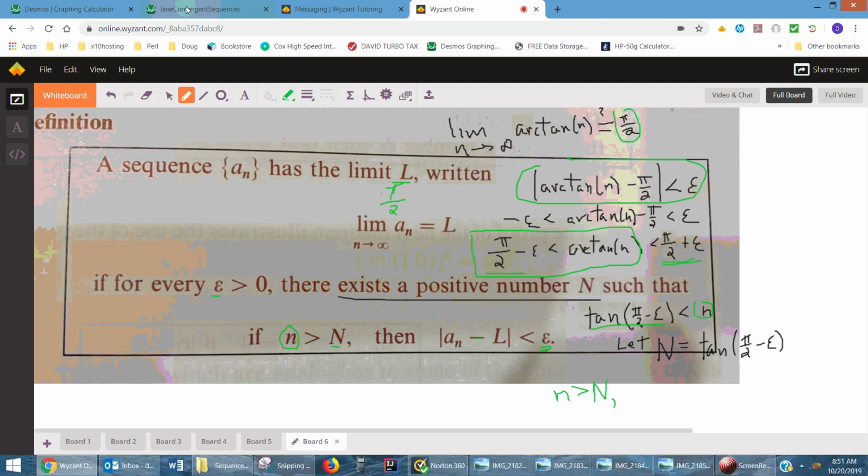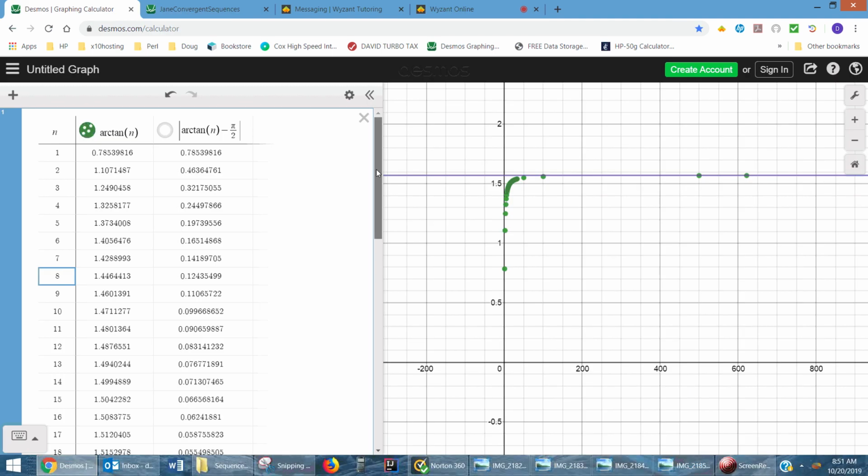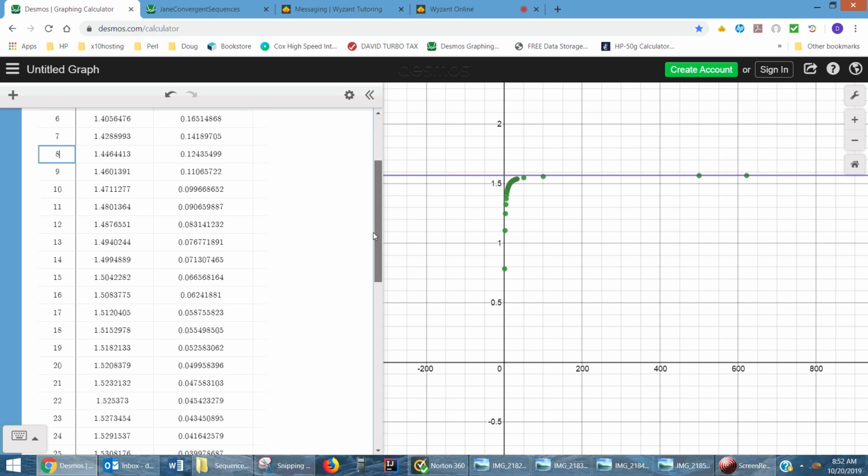Okay, and let me go to Desmos and show you sort of what this looks like. This is like our epsilon right here. N is going from 1, 2, 3, 4, 5, 6. That's forming the sequence. Here's our sequence definition, arctan of n, and you can see that these values are getting bigger and bigger as n increases. And the difference between arctan and pi over 2 is getting smaller and smaller.